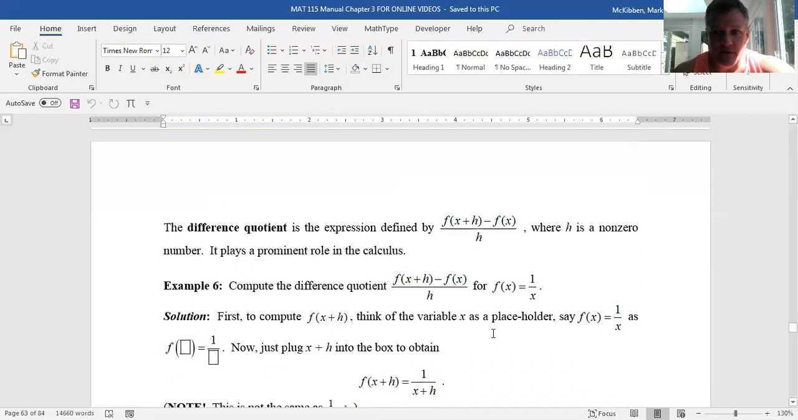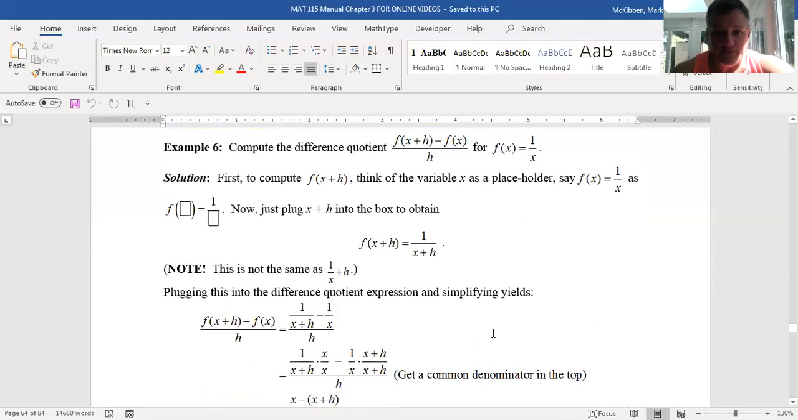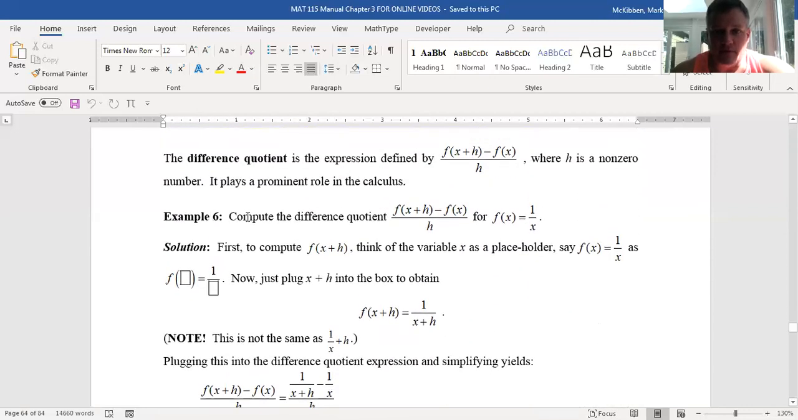All right, so let's look at this example, example 6. We've seen this sort of expression before, albeit only for quadratics, right? But we want to look at it now for more general functions. And here we're going to consider a very simple rational function, just 1 over x. And what I want to do is compute this expression using this function.